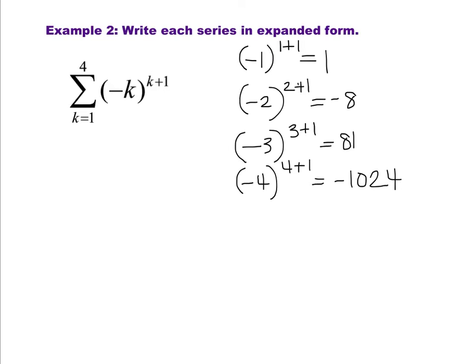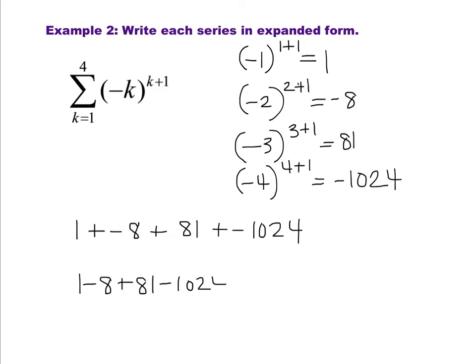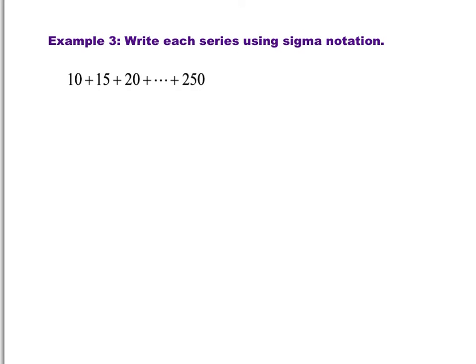Then just to write this in expanded form, we would have 1 plus negative 8 plus 81 plus negative 1,024. Now you don't need to write the plus minus. You can simplify that. So you can write it as 1 minus 8 plus 81 minus 1,024. And that's our expanded form. Okay, so going the other direction takes a little bit more work. So we're going to write each series in sigma notation.